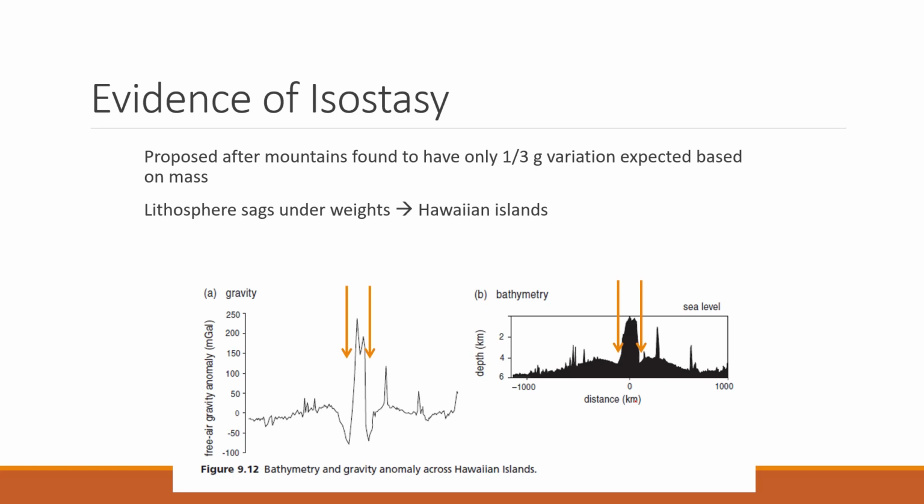For example, that's what we're seeing here, the Hawaiian Islands. If we look at the gravity anomaly going across Hawaii, we see these negative anomalies on the edge of Hawaii. If we look at the bathymetry, or the ocean floor, we actually see that it dips as well where we see these negative anomalies. So the lithosphere is literally sagging under the weight of Hawaii.